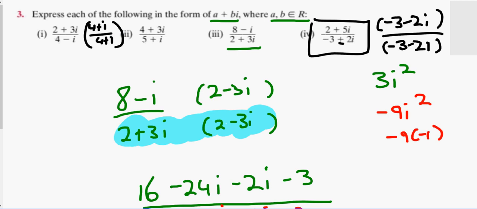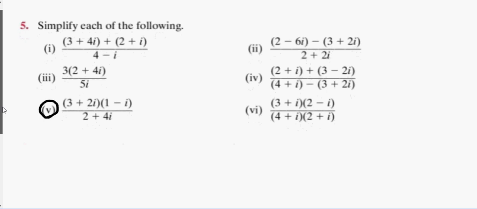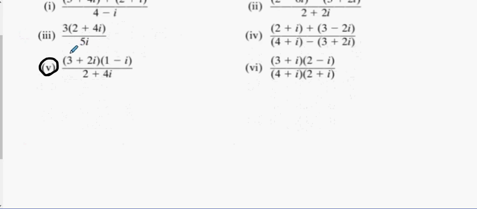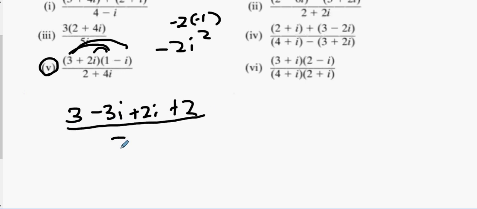Alright, this one here. Simplify each of the following. I think these are relatively handy as well. Go on, I'll do part 5. I don't think you're going to have an issue. Okay? Multiply it out. Minus 2i squared, otherwise known as plus 2, isn't it? And then on the bottom we have 2 plus 4i.